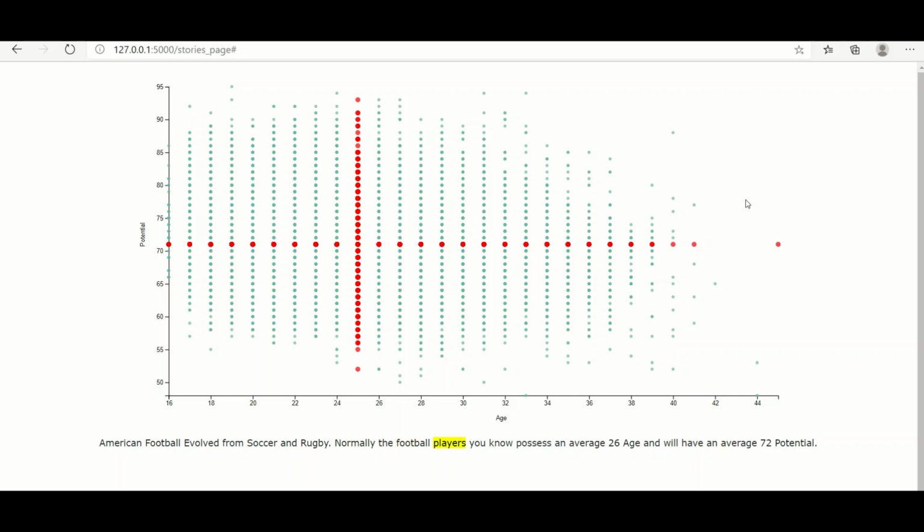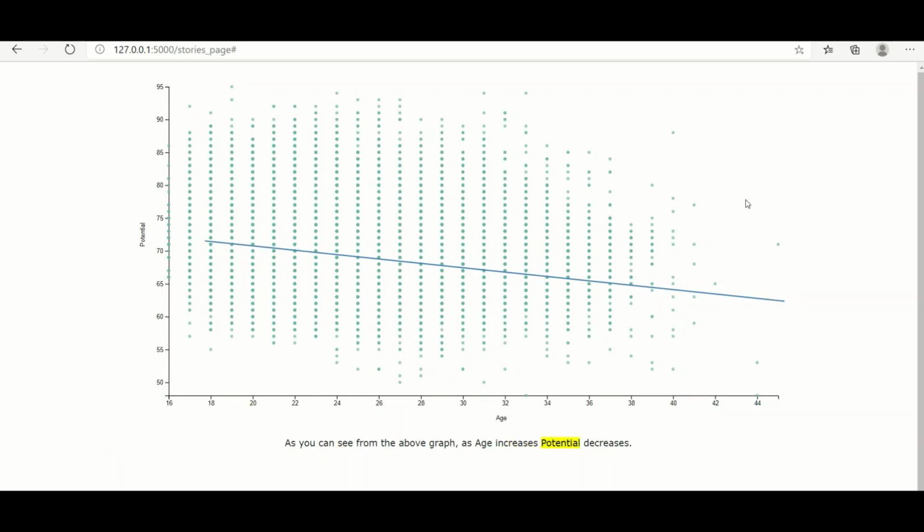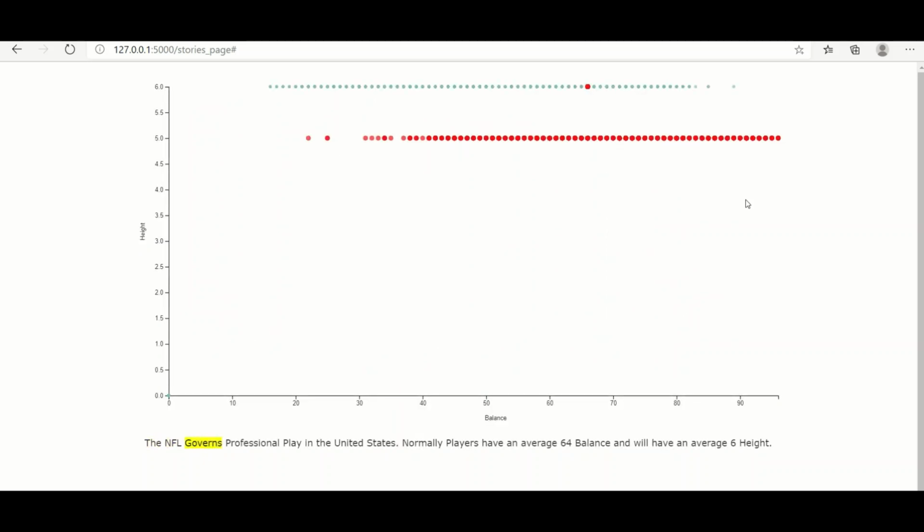Normally the football players possess an average 26 age and will have an average 72 potential. As you can see from the above graph, as age increases, potential decreases. Anyway, there are some players who even with 37H have 68 potential. For example, Juan Fran and M. McNulty belong to that category. The NFL governs professional play in the United States.